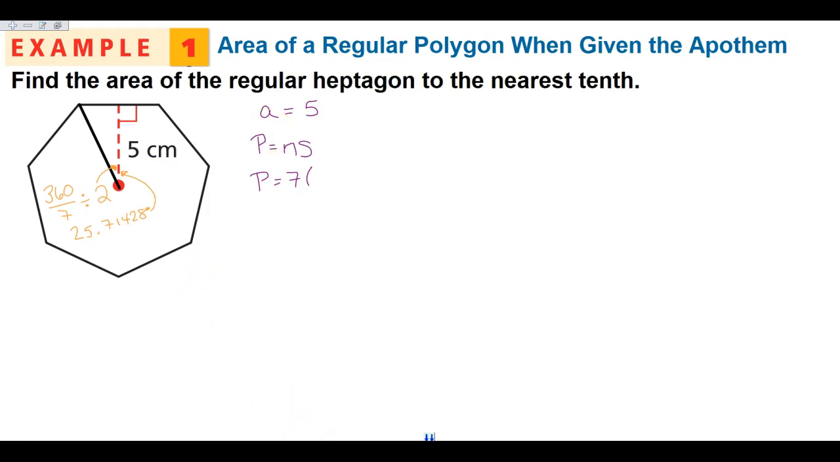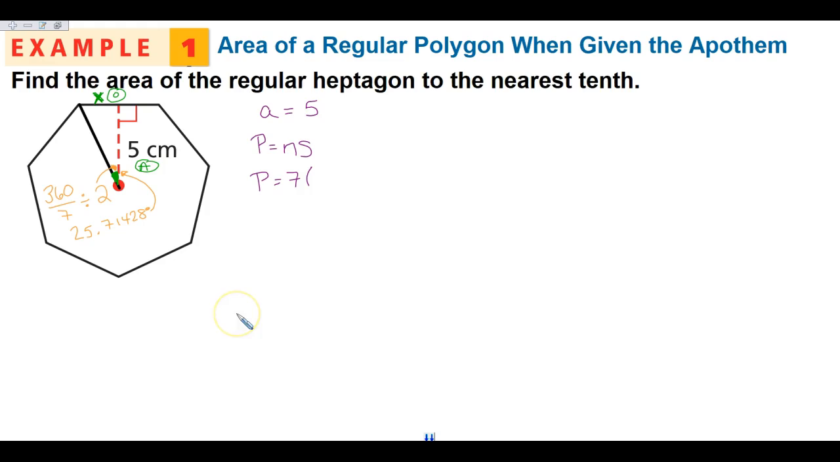So what I need to do is find this side length right here. The way that I do that is I am going to use trig. My apothem here, this is the angle that I know, that's that 360 divided by 7 divided by 2. This is going to be the adjacent side to that. This x is the opposite side.